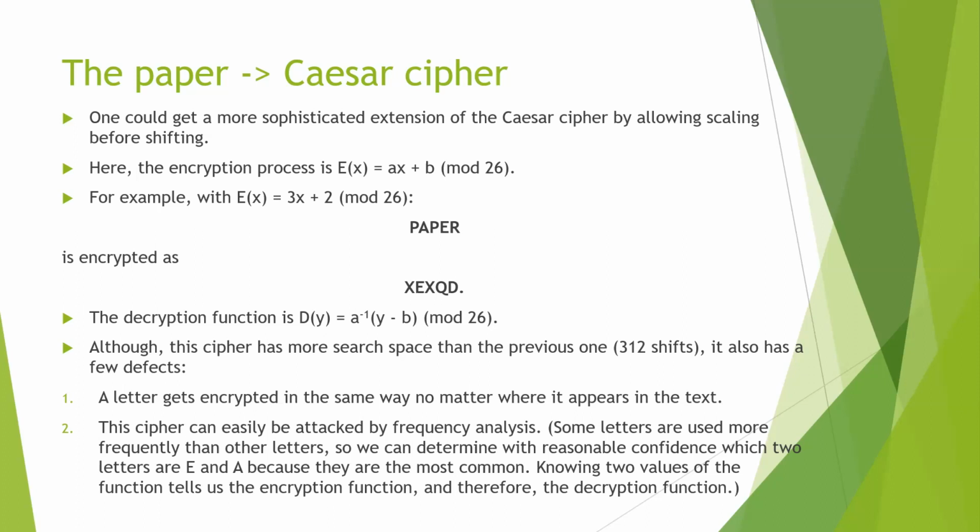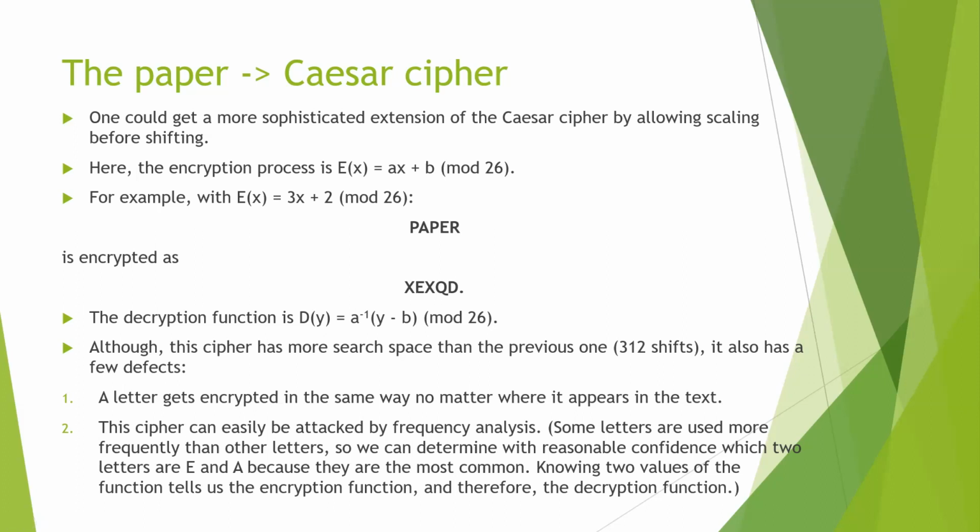Though it has a problem. One, a letter gets encrypted in the same way no matter where it appears in the text. That also was a problem of the Caesar cipher. Number 2, the cipher can easily be attacked by frequency analysis. By frequency analysis, this is what it means.